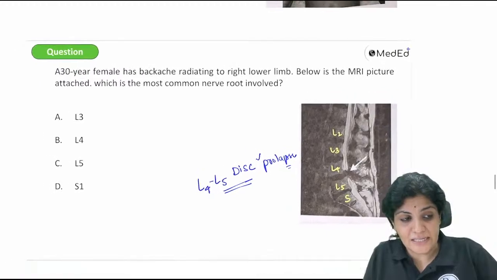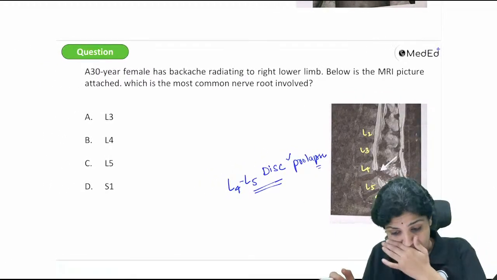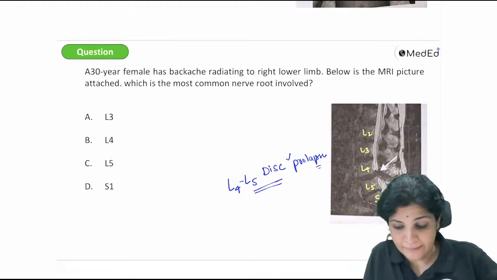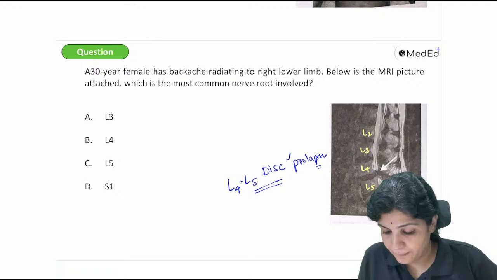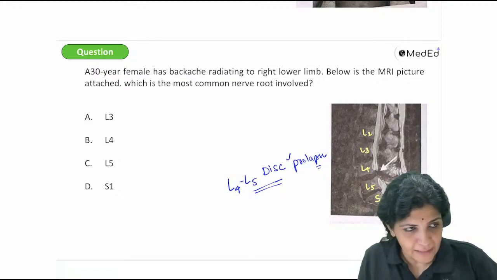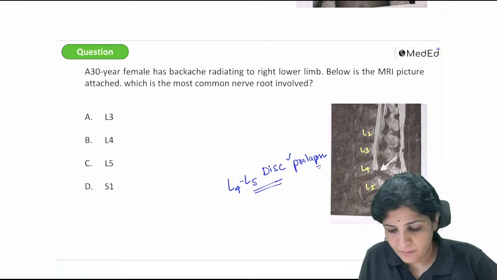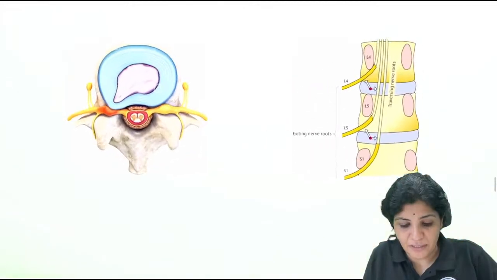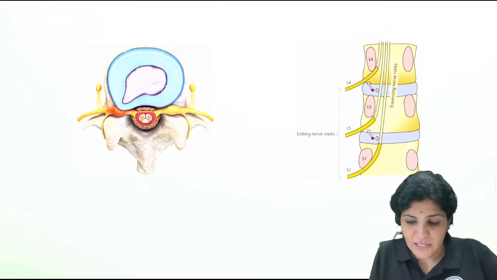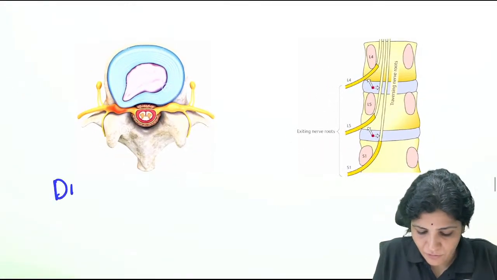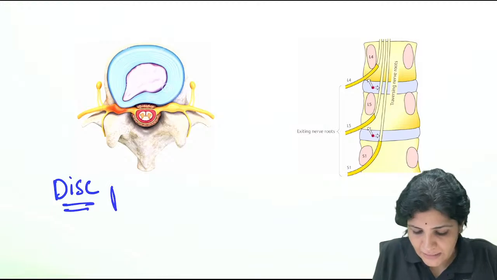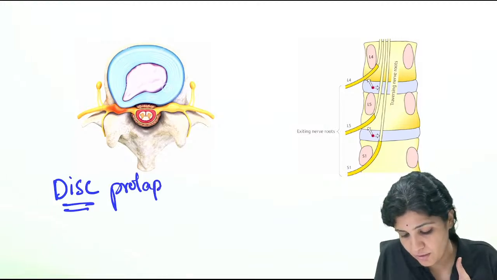And whenever there is L4, L5 disc prolapse, which nerve gets involved? Is it L4 or L5? So now before that, we have to understand what is a disc prolapse. The sciatic nerve only, but is it L4 or L5? So this is the basis for your disc prolapse.